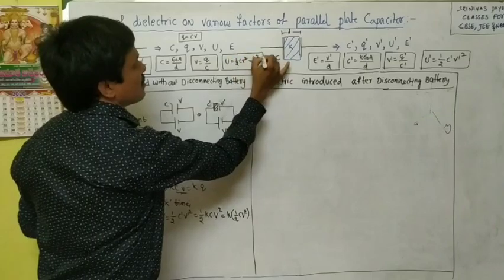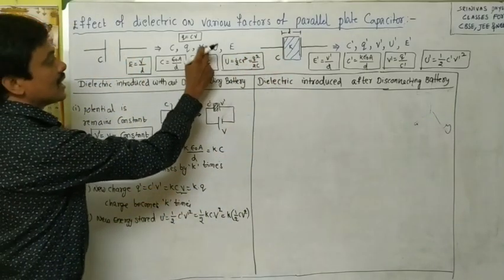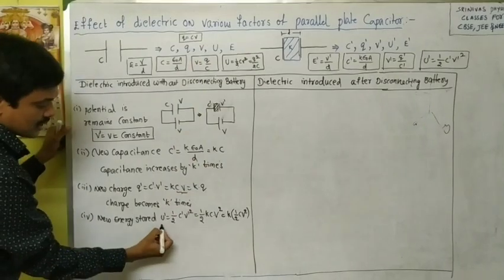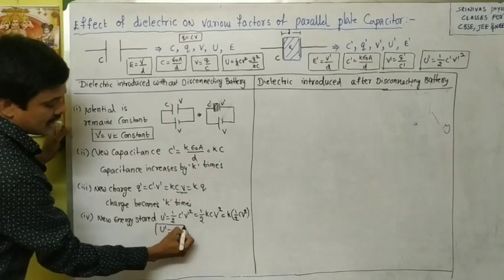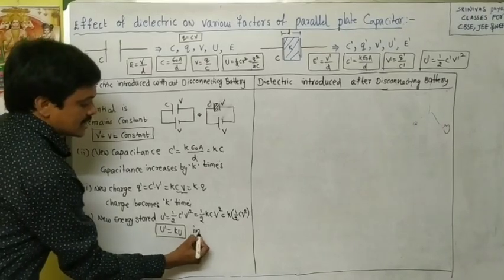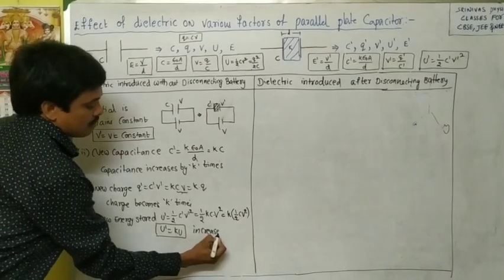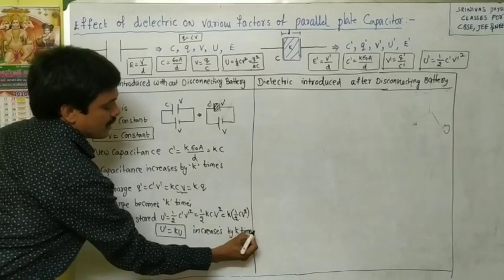There are several formulas for the energy stored. Half CV squared is the initial energy stored before introducing the dielectric slab. That means U dash is equal to what you are getting here, again K times U. That means the energy stored also increases by K times.